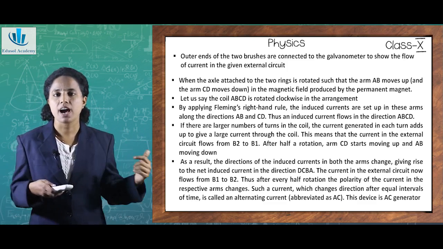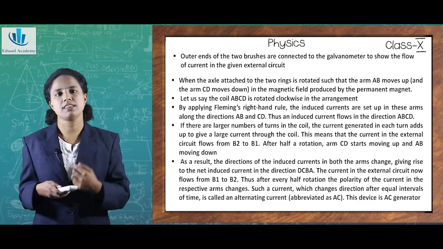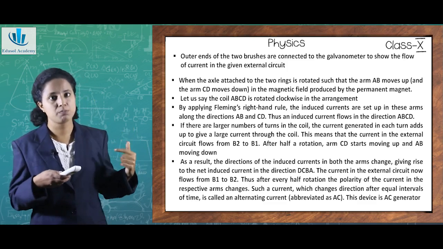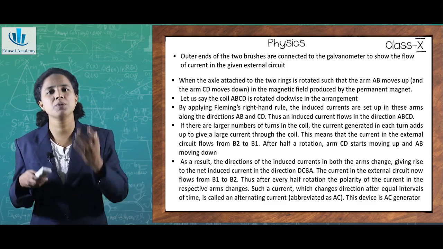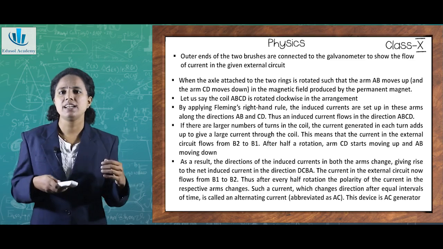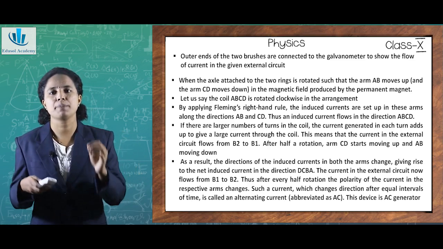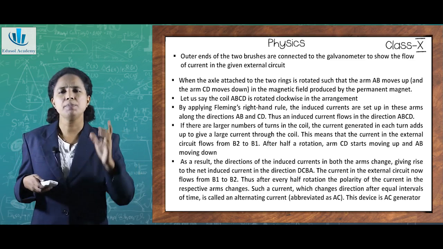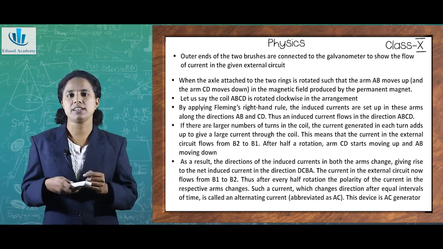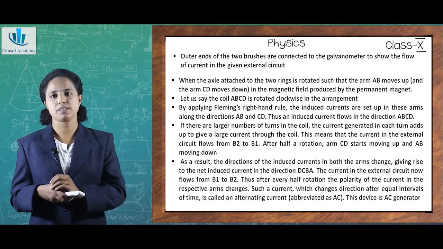So, when the axle attached to the two rings, that is R1 and R2, is rotated such that the arm AB moves up, then what happens to arm CD? Of course, it will move down, isn't it? Then the magnetic field produced by the permanent magnets will be having a change. Suppose the coil ABCD is rotated clockwise in the arrangement first.